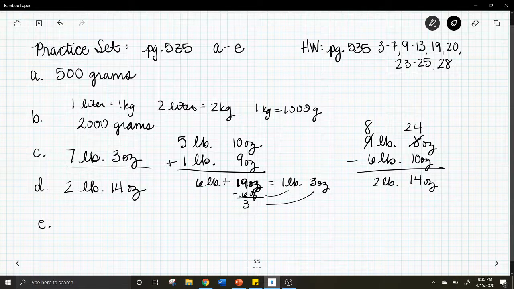And letter E, a half-ton pickup truck can haul a half-ton load. Half of a ton is how many pounds? So remember, a full ton is 2,000 pounds, so half a ton will be 1,000 pounds.